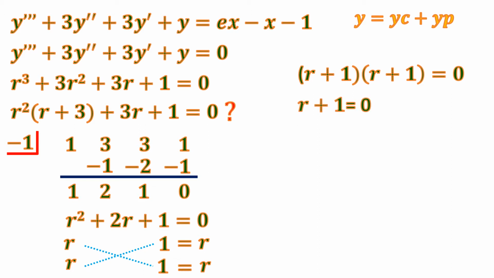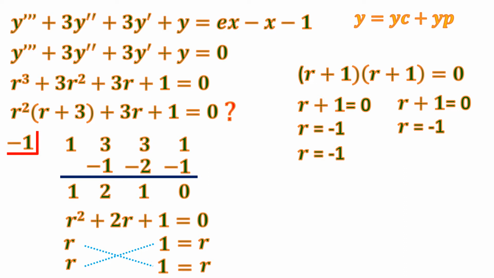Then we're going to solve for r for each factor, equating both factors to 0. r plus 1 equals 0, so r equals -1, and the other factor gives r equals -1. Obviously it must be the same result. So the remaining two roots are r equals -1, and since we also got the first root from the synthetic division, r equals -1, the root -1 has multiplicity 3. The root is repeated thrice.